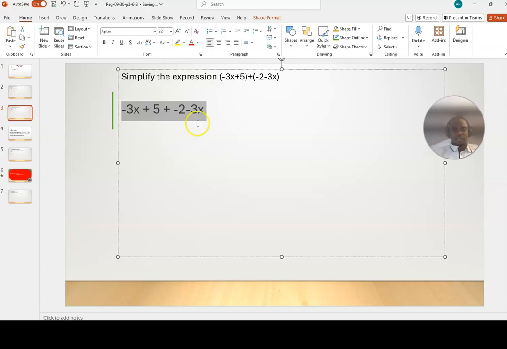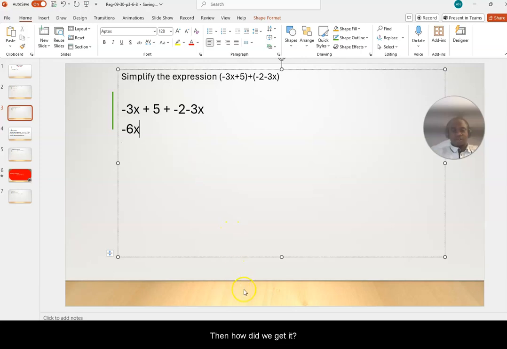Okay, so I've rewritten this expression again. This time you see that I'm not distributing because of this plus. If it is plus or minus, you are not supposed to distribute. Now what are the like terms here? The like terms, we have negative 3x and negative 3x, so we need to combine them. So negative 3x minus 3x is going to give us negative 6x.